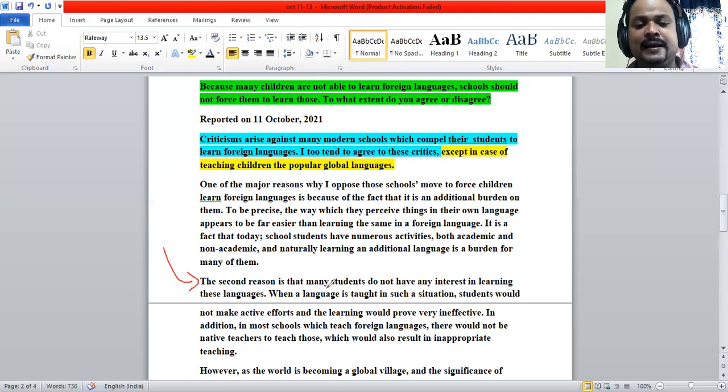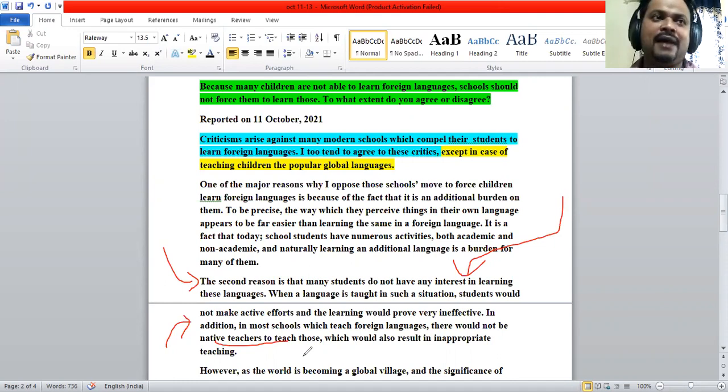The second reason is that they don't have interest. Most of the students don't have interest. And if you teach students languages in which they don't have any serious interest, they just learn it and forget it. It won't be that effective. In addition, in most schools that teach foreign languages, there would not be native teachers. You won't have a native English speaker in the schools which teach English. You don't have a Mandarin native to teach Mandarin in such schools. So the teaching would be inappropriate.